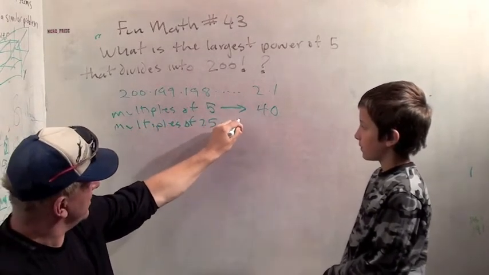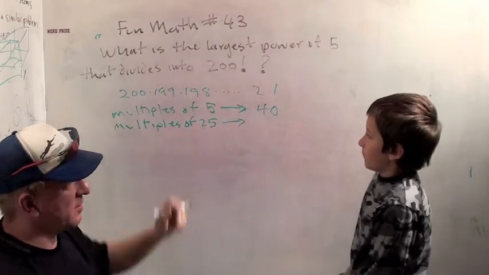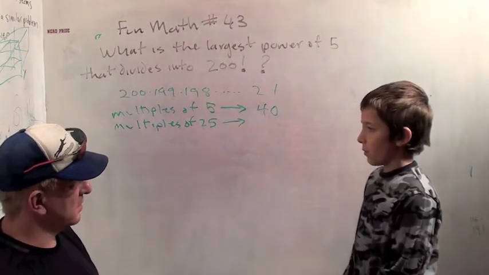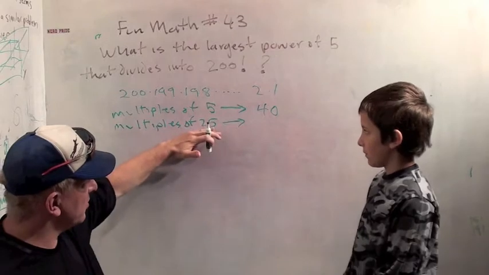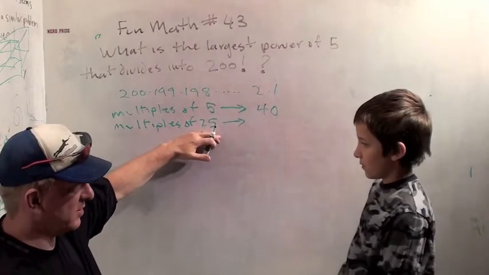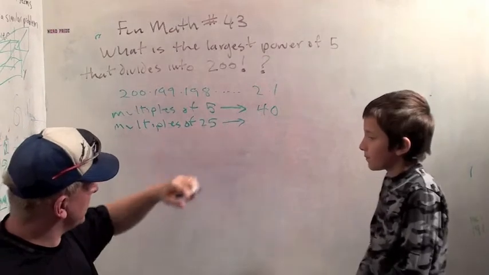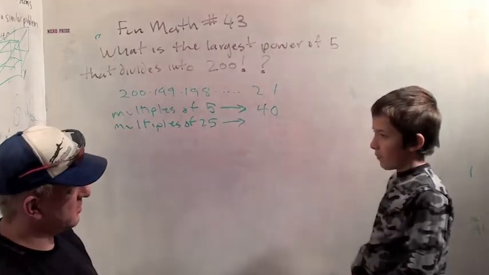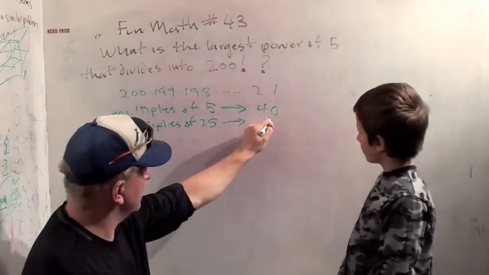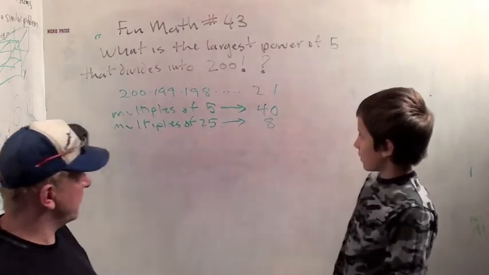Okay, so hold on a second. Every time we have a multiple of 25, how many 5s do we get? We get 2 for every multiple of 25, right? But we already counted 1. So we pick up one more 5. So how many multiples of 25 do we have up to 200? We've got 8 of them. Okay, so is that it? Do we have 48 5s?